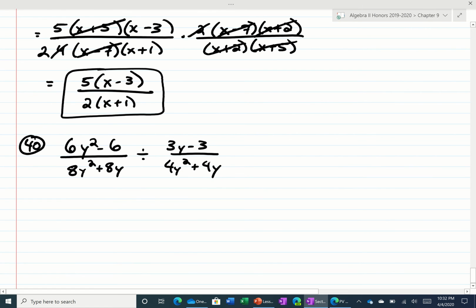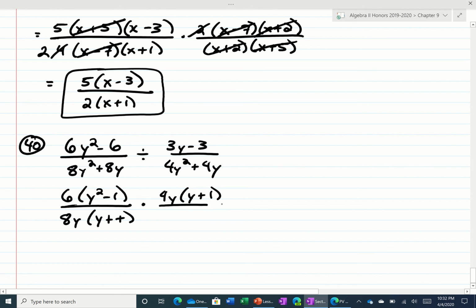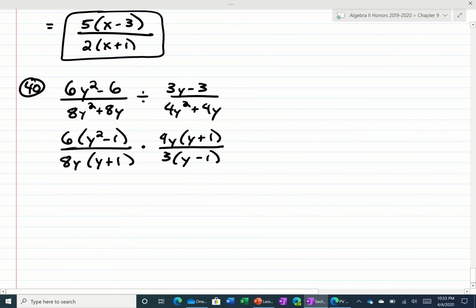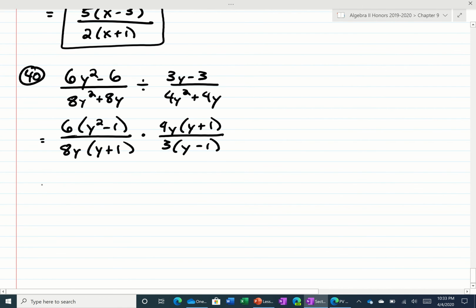Okay, so I'm going to take out our GCFs first. I know that's a perfect case. GCF of 8y gives us y plus 1. Multiplying by the reciprocal, if we take out a 4y on the bottom, we're left with y plus 1. And we can take out a 3, giving us y minus 1. Okay, I think I put a plus on here instead of a 1. So let's keep going. We'll factor one more step, and then we'll start canceling things out. This would be 6 times y plus 1, y minus 1.